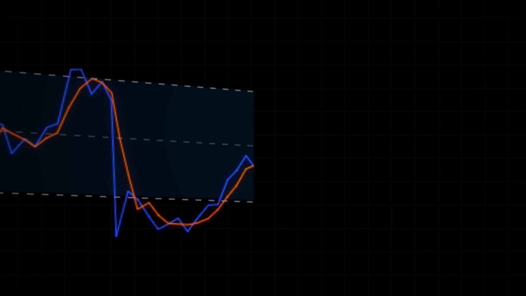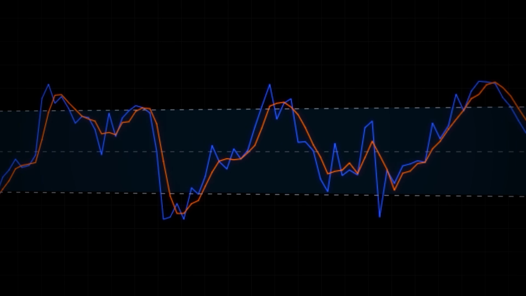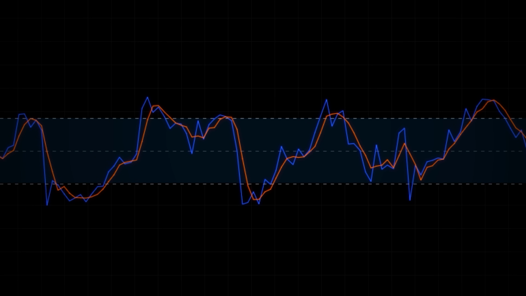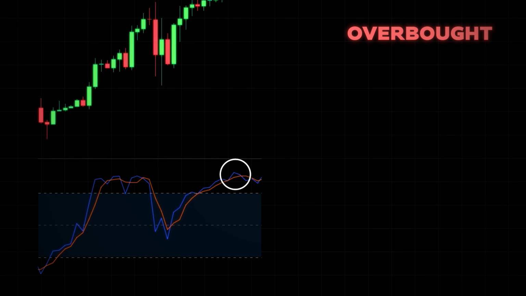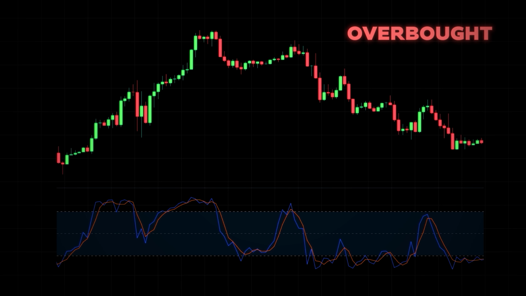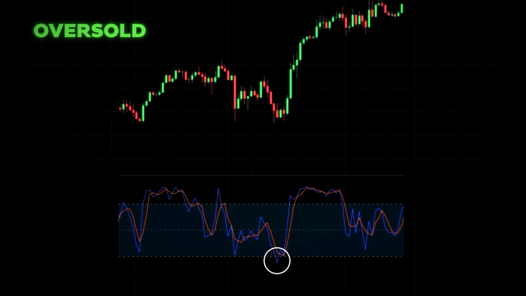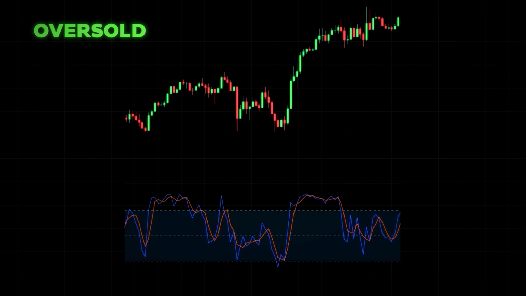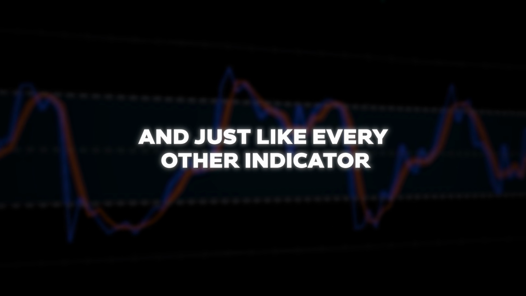The stochastic oscillator is a momentum-based indicator that highlights when an asset might be overbought or oversold. When the oscillator moves above the 80 zone, the asset is considered overbought, meaning it could look for a pullback or even a trend reversal to the downside. When it dips below 20, we consider this oversold, hinting at a potential move back to the upside. All of this so far probably sounds familiar, just like every other indicator.